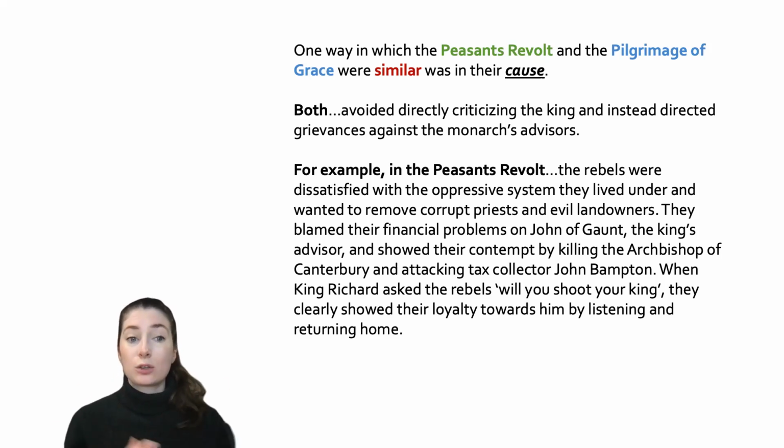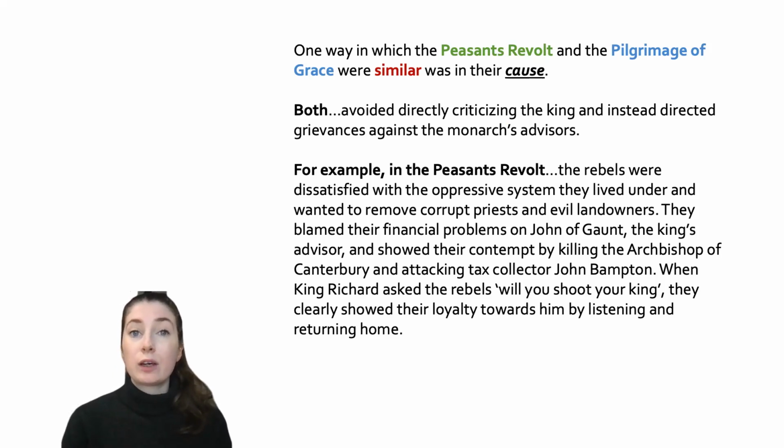So we've got added on the end there, they blame their financial problems on John of Gaunt, so specific knowledge, the king's advisor, and showed their contempt by killing the Archbishop of Canterbury and attacking tax collector John Bampton. When King Richard asked the rebels, will you shoot your king? They clearly showed their loyalty towards him by listening and returning home.